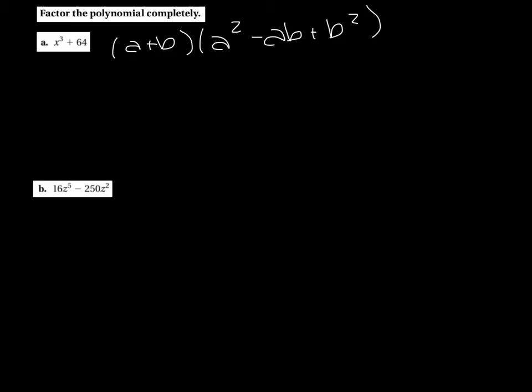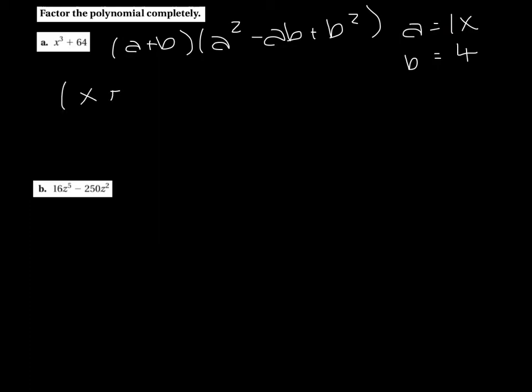Now, once we identify a and b, what number raised to the third power gets us 1? It's just 1. So our a term is going to be 1x, because we need to get back to x to the third power. And our b term here is going to be 4, because 4 to the third power is 64. So we've got our a, we've got our b. Let's substitute everything in.